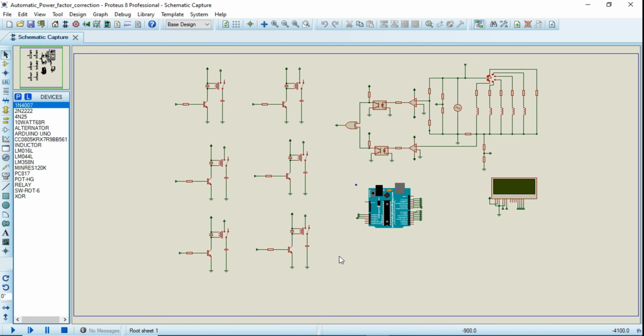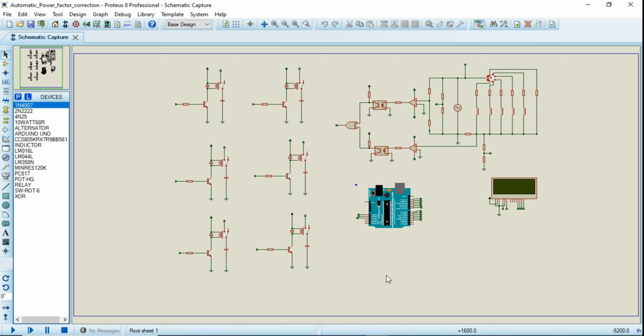Welcome to Creative World. In this video, I will show you the simulation of automatic power factor correction system developed in Proteus software. This video will include only the information related to components used in simulation and the simulation results.